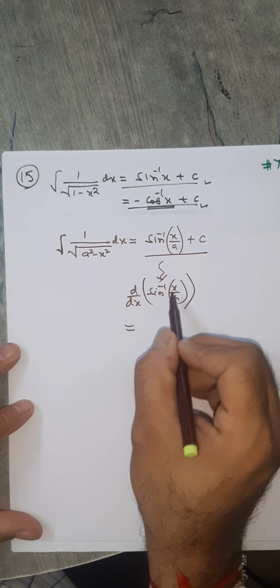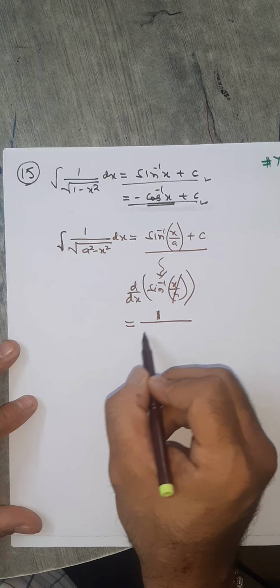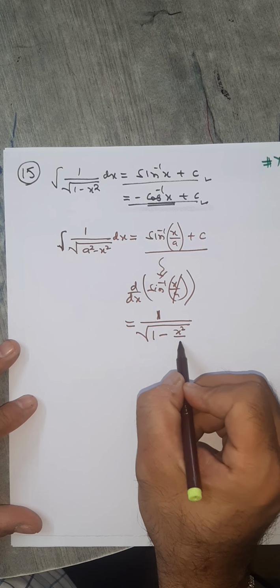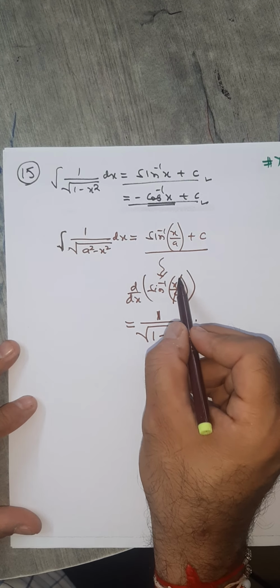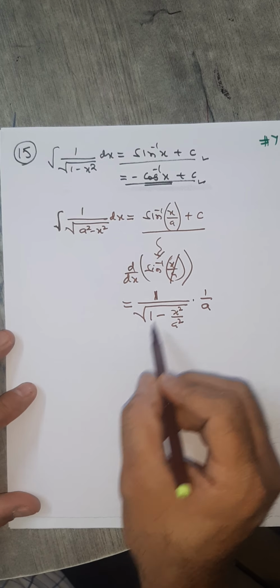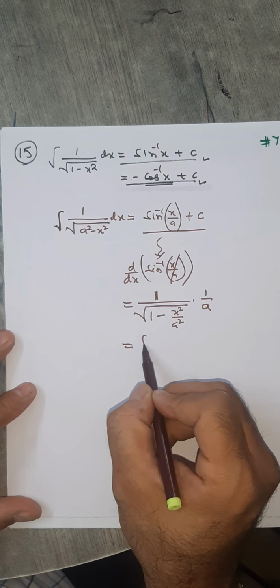Use the chain rule here. Imagine this as x. What's the derivative of sine inverse x? 1 upon root of 1 minus x squared, that is x squared by a squared, into, by chain rule, the derivative of x by a, which is just 1 by a. Fine, this is simply the chain rule. You are now, I'm sure, confident with this.